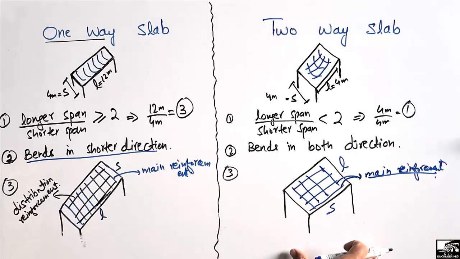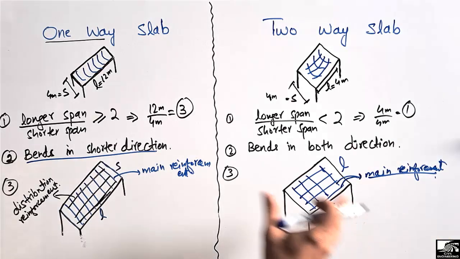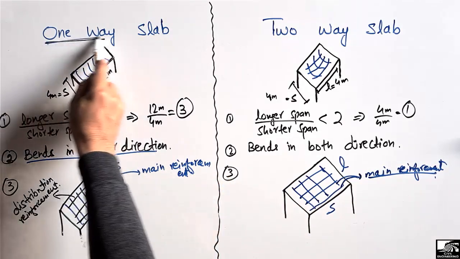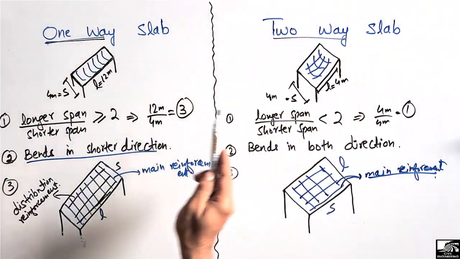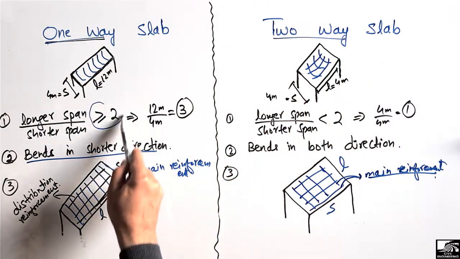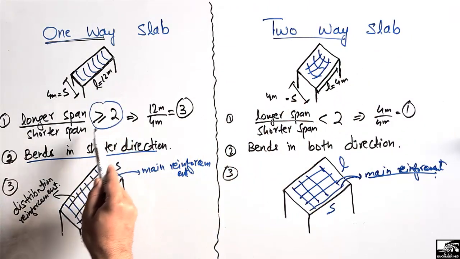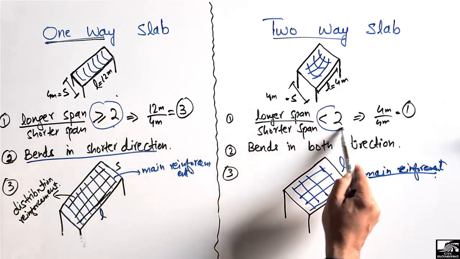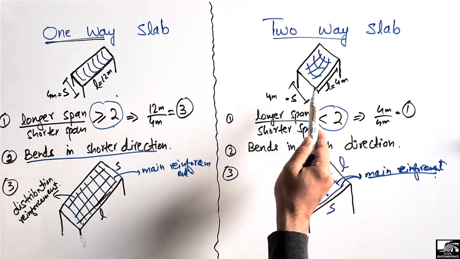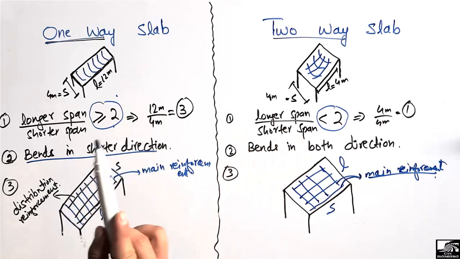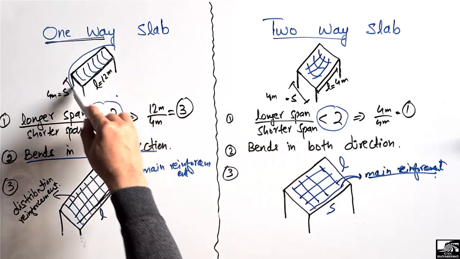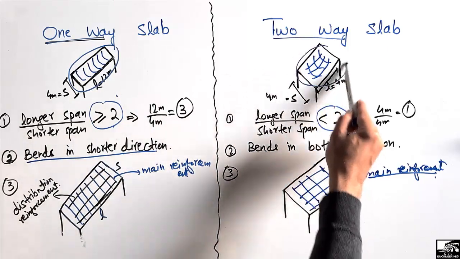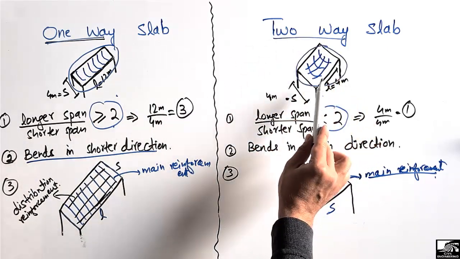So these were the main differences for why we differentiate between the two types of slab, the one-way slab and the two-way slab. It mainly depends on their ratio: if the ratio of the longer to shorter span is greater than or equal to 2, it will be called a one-way slab, and if the ratio is less than 2, we call it a two-way slab. Also, a one-way slab bends dominantly in one direction, while a two-way slab will bend equally or almost equally in both directions.